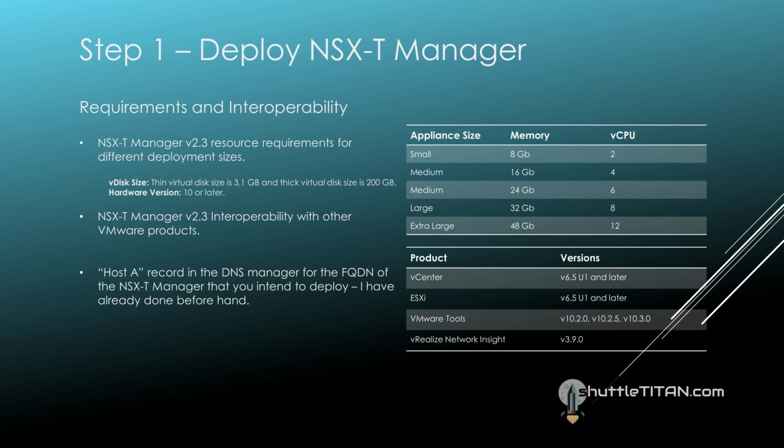Before every product deployment, going through the requirements and interoperability of the product is an essential part of doing things right in the first instance. Therefore, I would encourage you to refer to the NSX-T Manager 2.3 compute resource requirements for different deployment sizes. I am going to deploy this appliance size as medium, which requires 16 GB of RAM and 4 vCPUs, and I have enough resources to fulfill this deployment size.